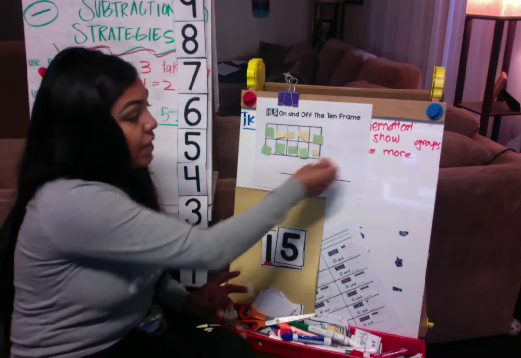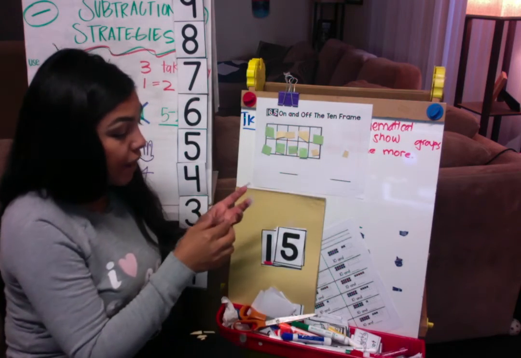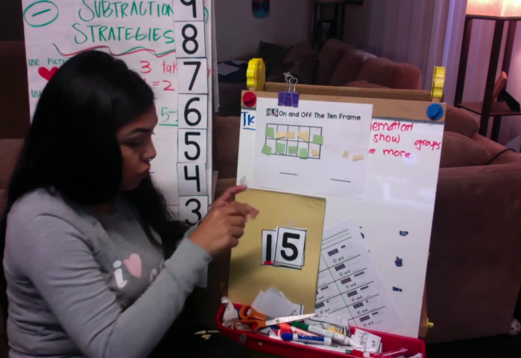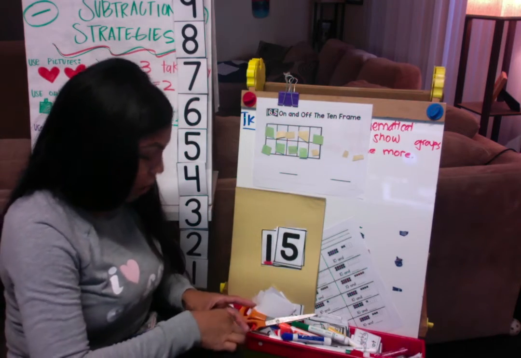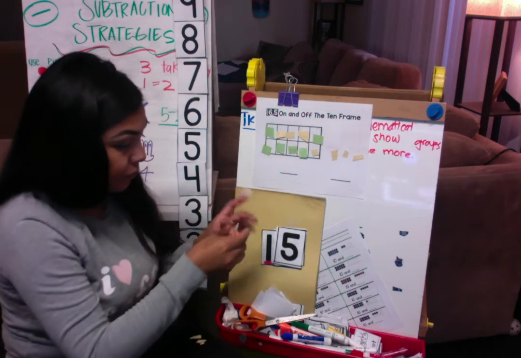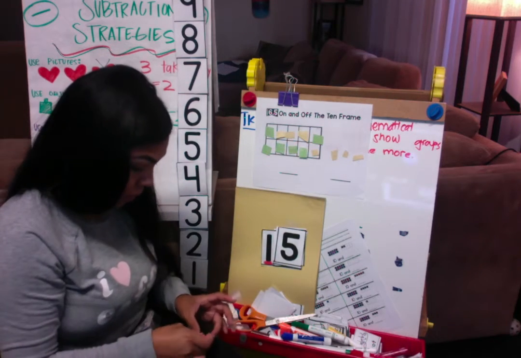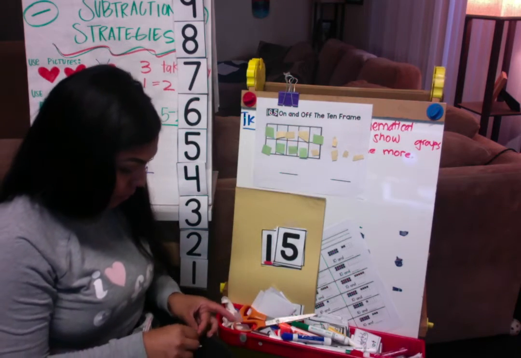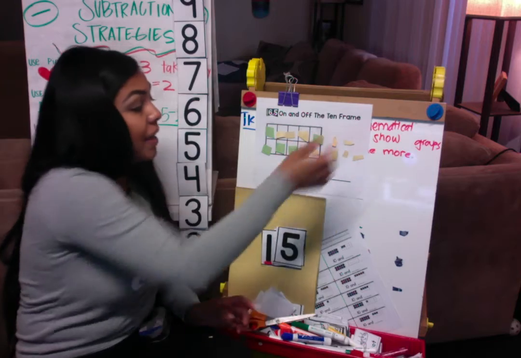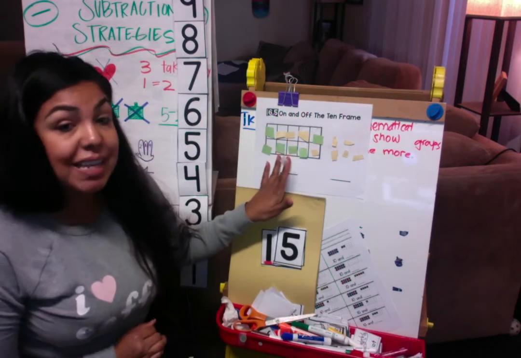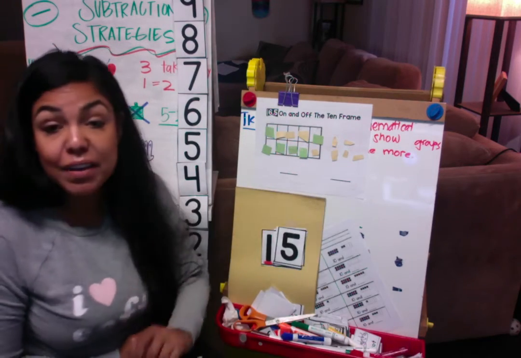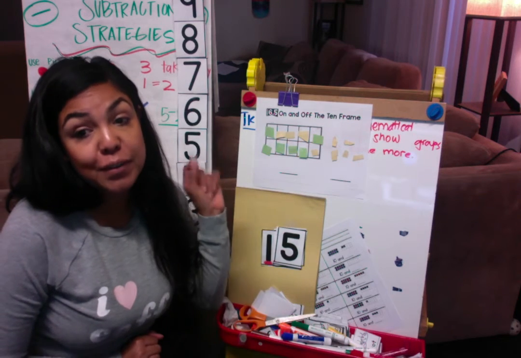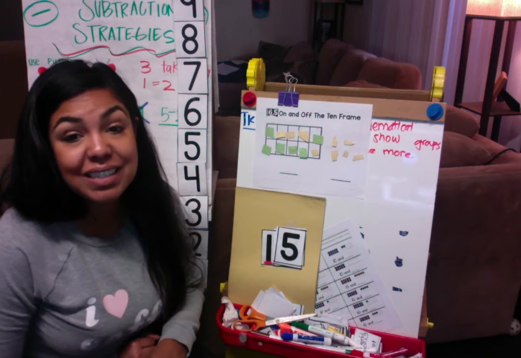All right. So if I have 10, I'm going to add on 5 more to make 15, right? 1, 2, 3, 4, and 5 more. Because now I have 10 in my 10 frame and 5 more. That means I know that I have 15. Good job, boys and girls.